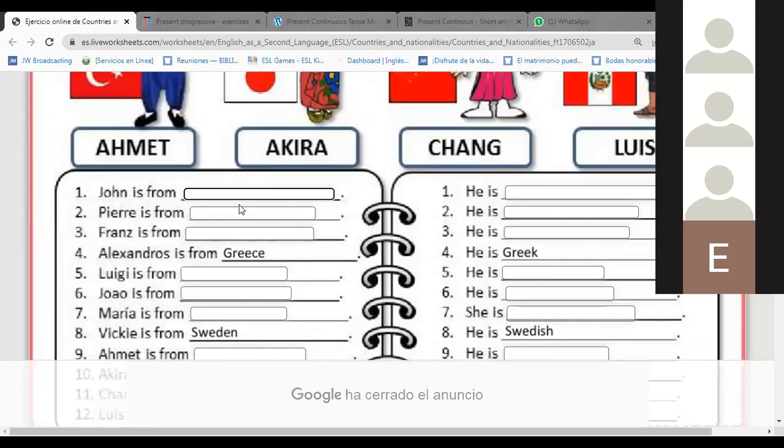Well, John is from England. From England, exactly, or Britain. Okay, John is from England. He is? What is his nationality, British or English? Yeah, I think we're going to put here, if it's not England, it's Britain. Britain, he's British.